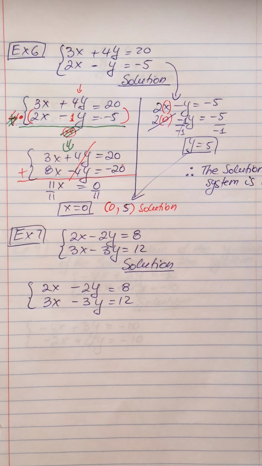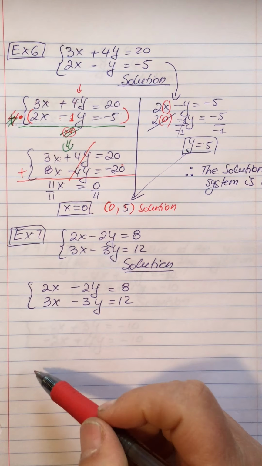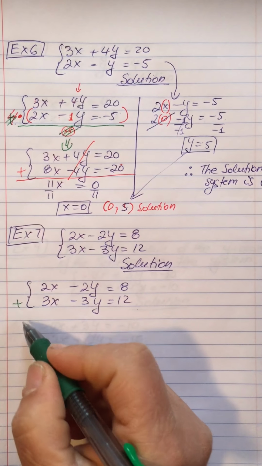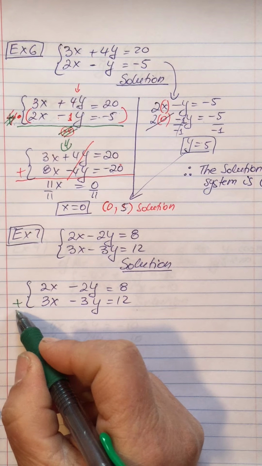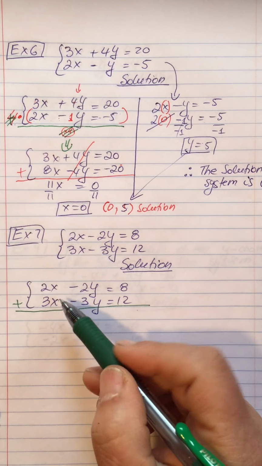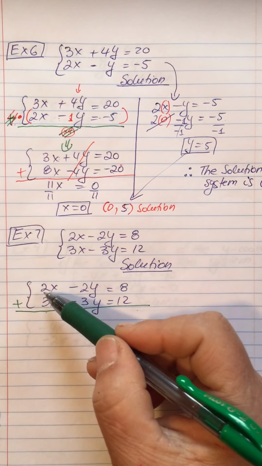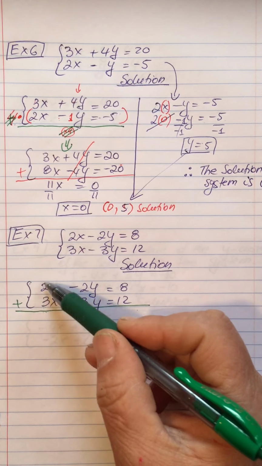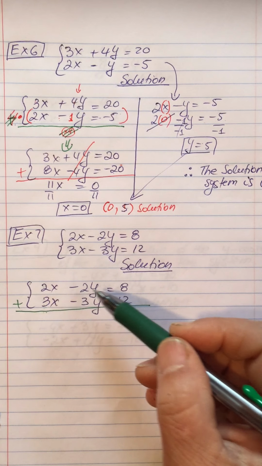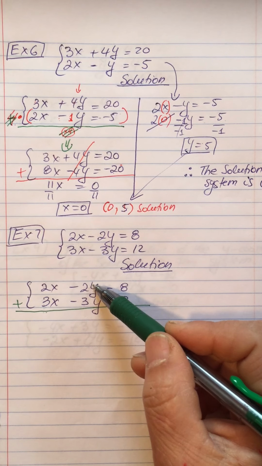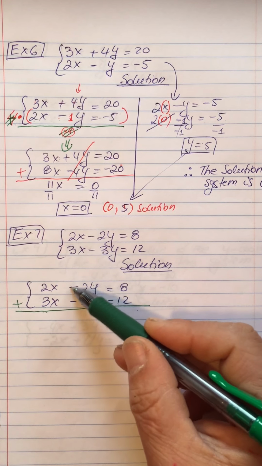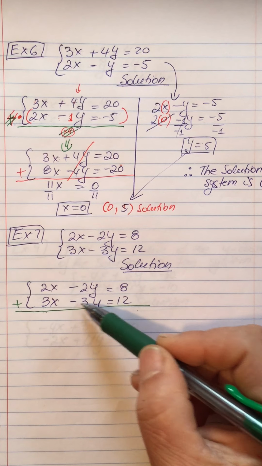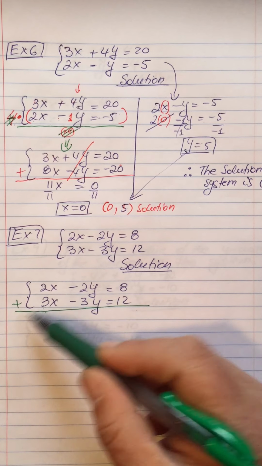Let's work on example 7. To use the addition method, I want to add both equations. And if I want to eliminate x, I see that the coefficients of x are not opposite numbers. 2 and 3 is 5, so I have to manipulate both equations. And if I want to eliminate y, the coefficients of y are not opposite either. They are -2, -3 is -5 if I'm going to add.